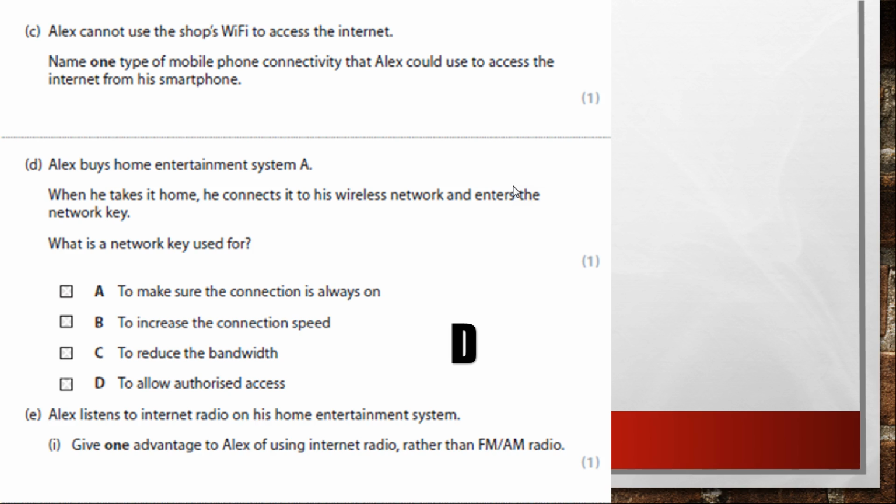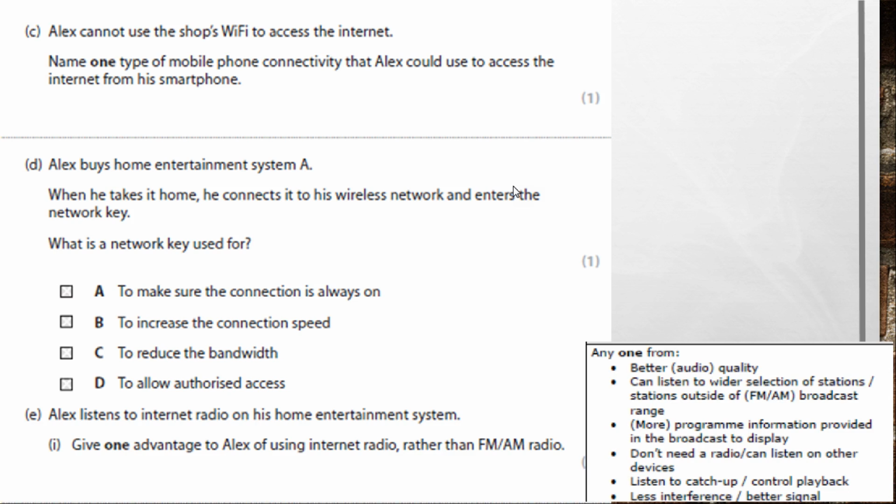Next question. Alex listens to the internet radio on his home entertainment system. Give one advantage to Alex of using internet radio rather than FM and AM. Okay, answers. We get better quality because obviously it's not using the airwaves. It's not going to get distorted or disturbed by atmospheric interference. Also, you can listen again, catch up. There's less interference. You get a better signal because it's using the internet, obviously as long as you've got a decent internet connection. Okay, and obviously there's no range issue as well.